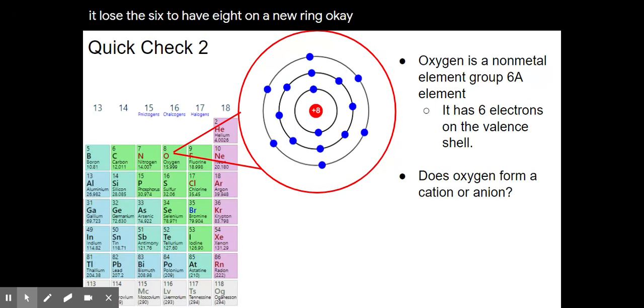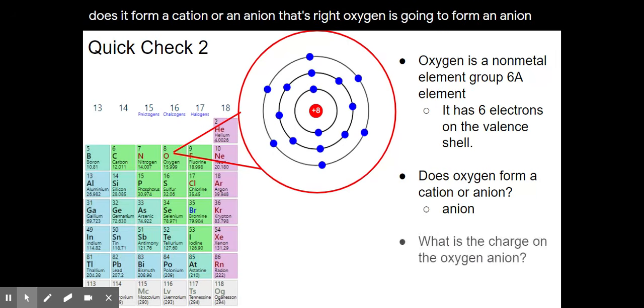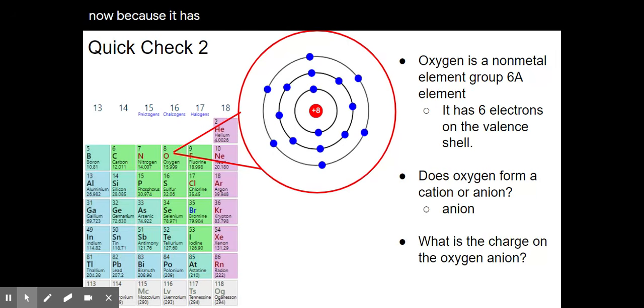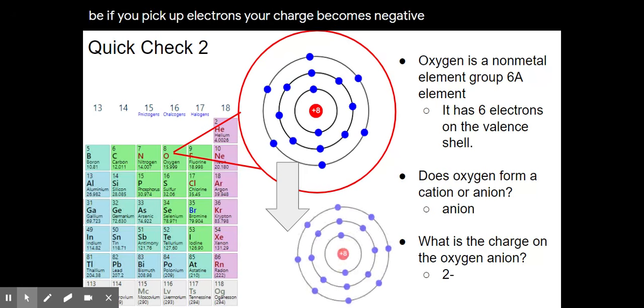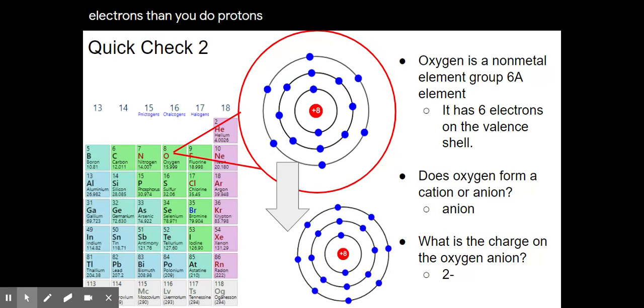Okay, oxygen will gain 2 electrons. So does it form a cation or an anion? That's right, oxygen is going to form an anion. Now, because it has gained 2 more electrons, what is the charge on it going to be? That's right, if you pick up electrons, your charge becomes negative. You have more electrons than you do protons.